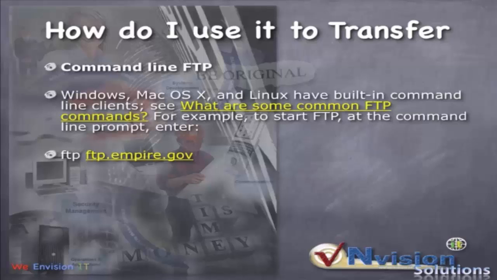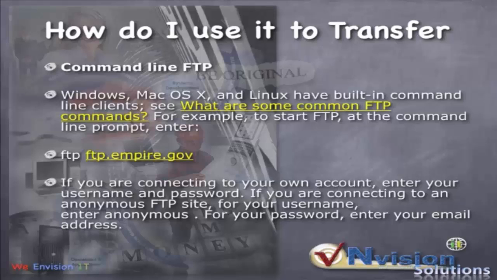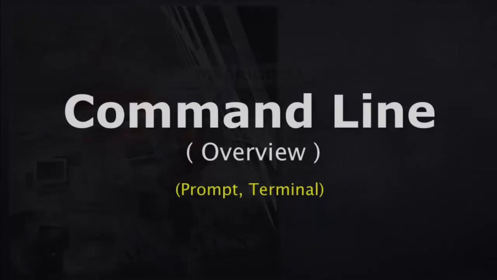ftp.empire.gov. It has to be said that if you connect to your own account, then many times you have to enter your username and password. But if you are connecting to an anonymous FTP site, for your username, enter anonymous. For your password, enter your email address. And that's the way you use a command line FTP. So let's go and take a look.